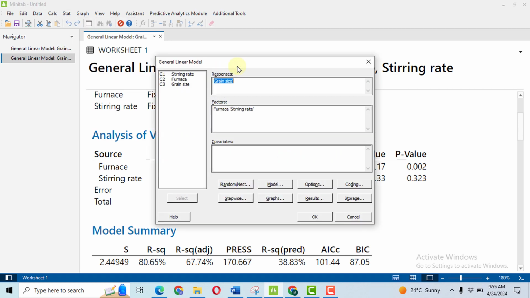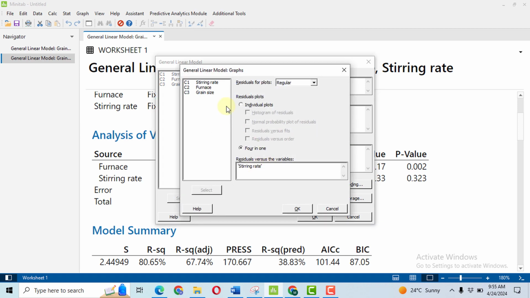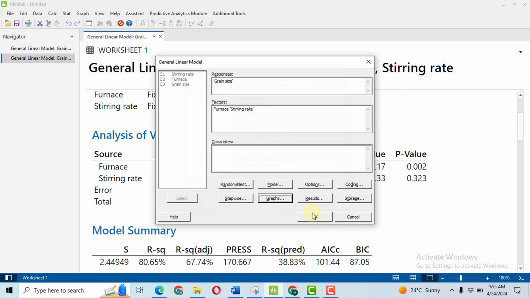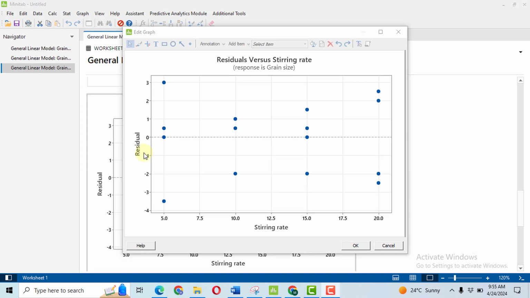Fit general linear model. Here in the graph, select stirring rate and furnaces, both of them. So we will click OK, then OK. We will get now two extra additional graphs. So the first graph is residual versus stirring rate. We have four different stirring rates: 5, 10, 15 and 20.